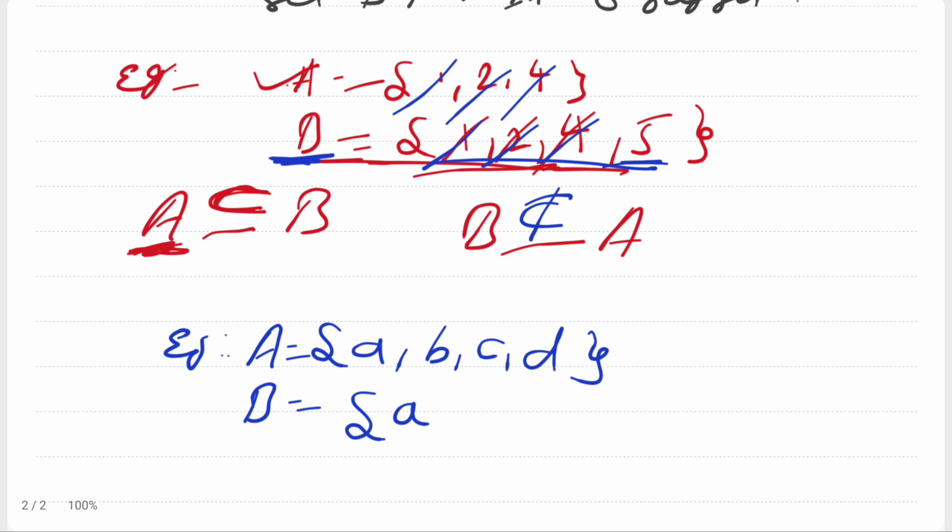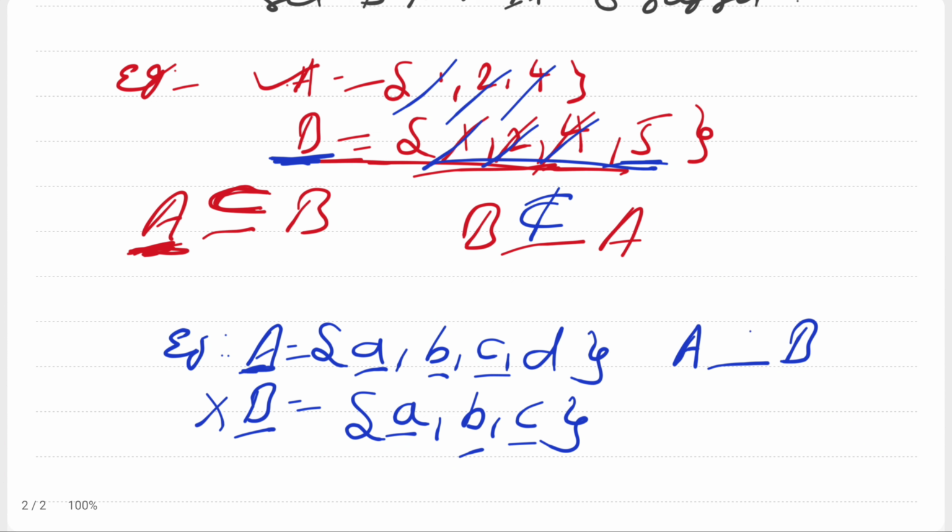Here A is given, here B is given, and here C is given. If I ask you, is A a subset of B, because whatever element is present in A, is it also present in B? Let's see. A is given, B is given, C is given, but D is not given. It means that A is not a subset of B, because whatever the element in A, it is not in B. So it is not a subset.